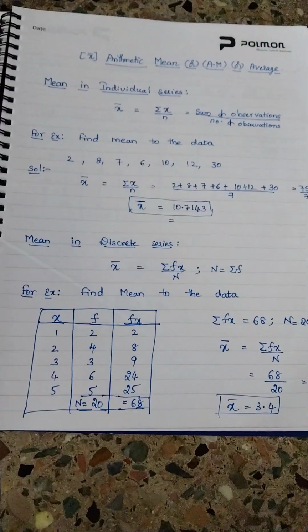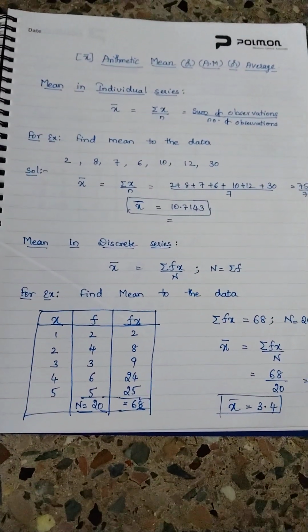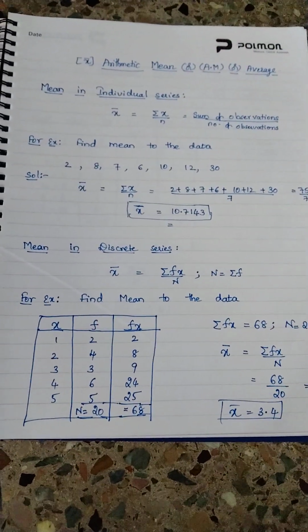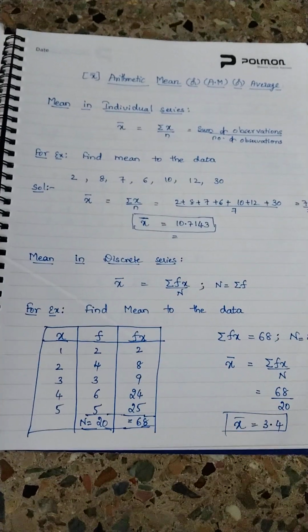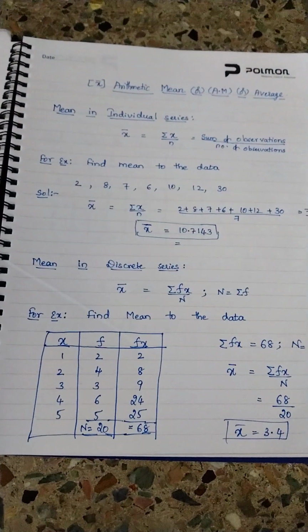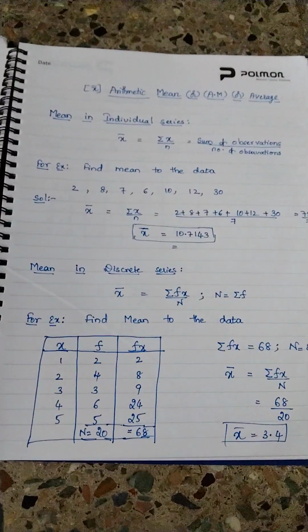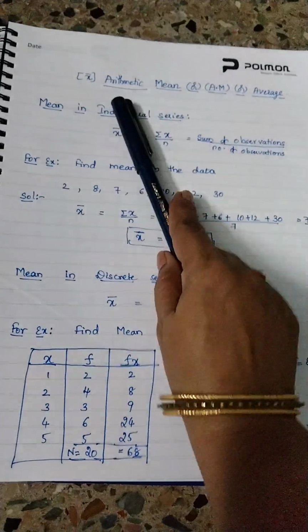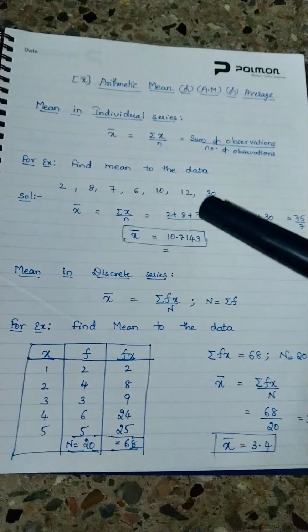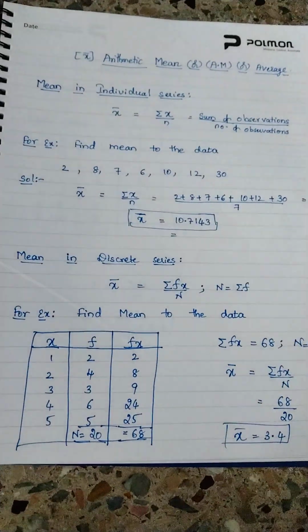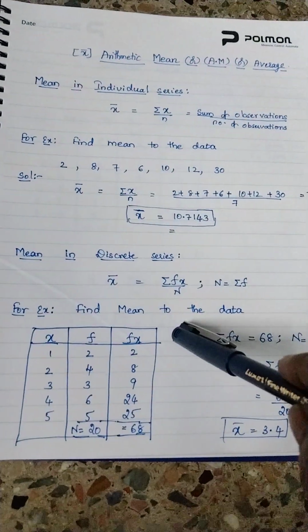Hi students, I am going to explain the important measure of central tendency, mean, which is also called arithmetic mean or AM or average, and is shortly denoted by X bar. In this video I am going to explain mean in individual series and mean in discrete series.